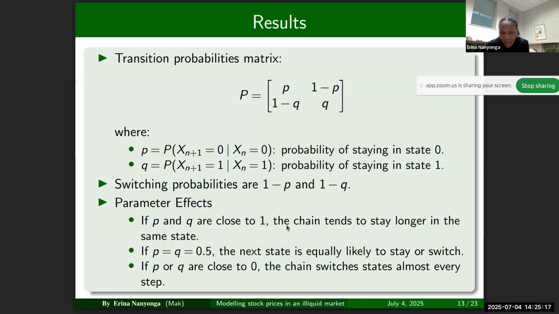So if P is very high and Q is low, the probability of staying in state 0 is high. And if they are equal, the next state is equally likely to stay or switch. And if P or Q are very small, close to 0, the chain switches states almost every step.